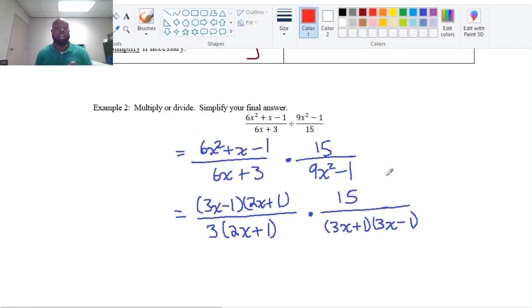Now that I have everything in factored form, I'm going to cancel everything that appears in both a numerator and a denominator. For instance, the 2x plus 1s and the 3x minus 1s, right? Also, I have a 3 here and a 15, right? 15 is the same thing as 5 times 3. And so I can cancel the 3, and I'll be left with a 5 there, okay? And so in my numerator, that canceled, and I'm left with a 5 on my numerator. And my denominator, I'm left with a 3x plus 1. And that is now in factor form and simplified completely.